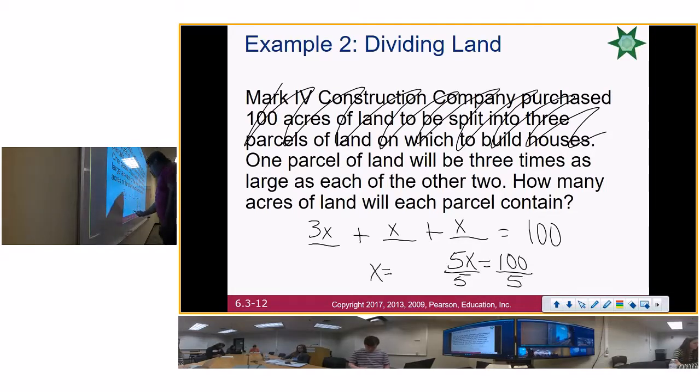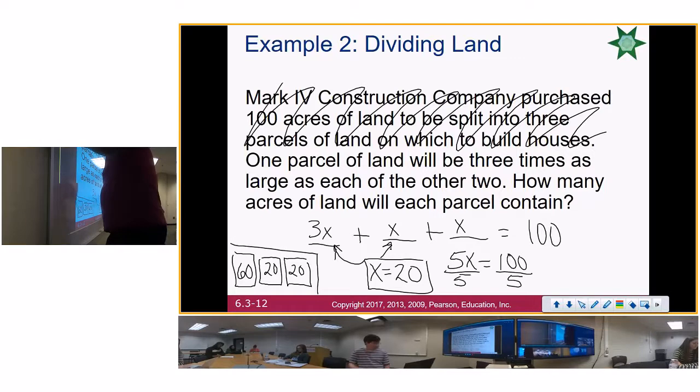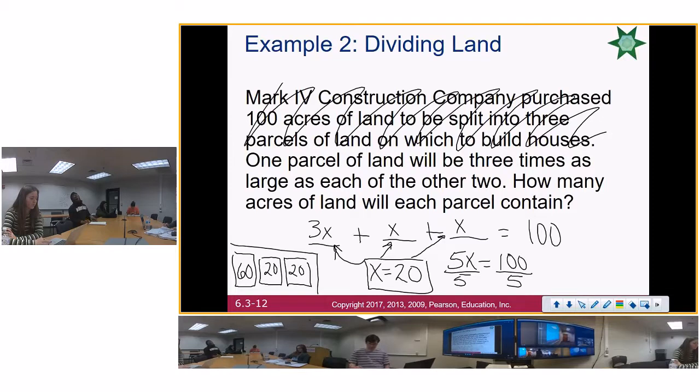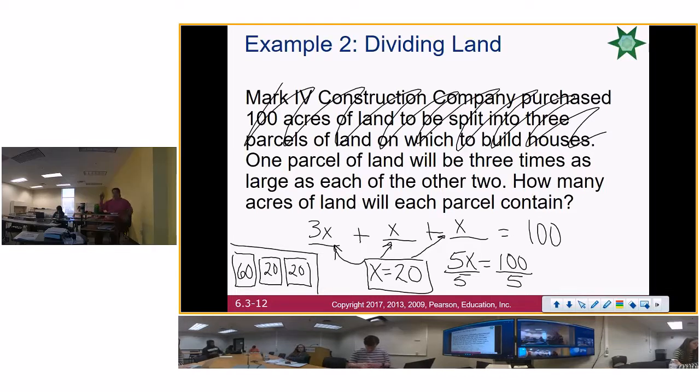Are you done? No. One parcel is 60 acres. The other parcel is 20 acres. And the other parcel is 20 acres. This is your answer. And you get it by plugging it into those three. Now that may not be on my test, but that right there, along with the first one we did, you can bet your bottom dollar, that'll be on a standardized test if you have to take one in the future.